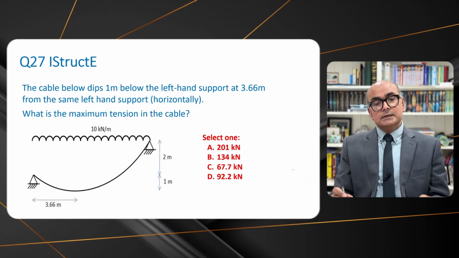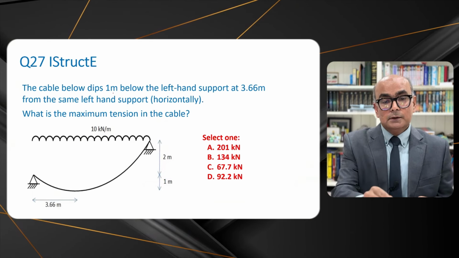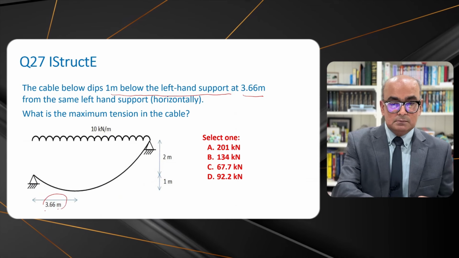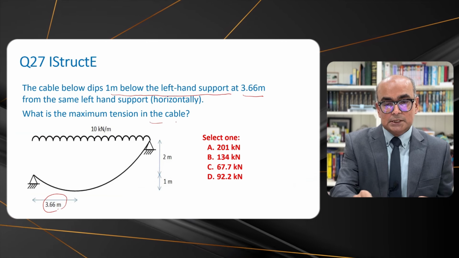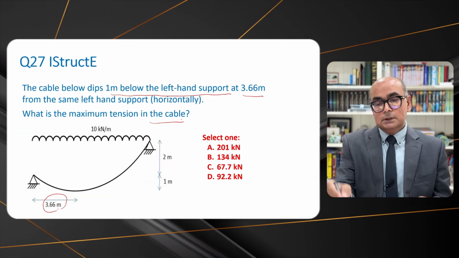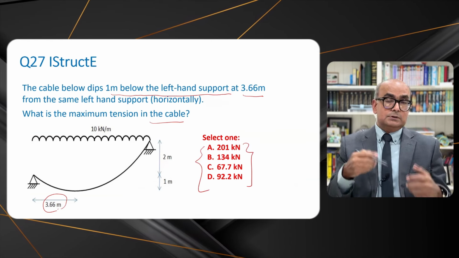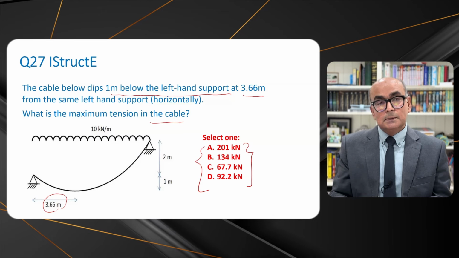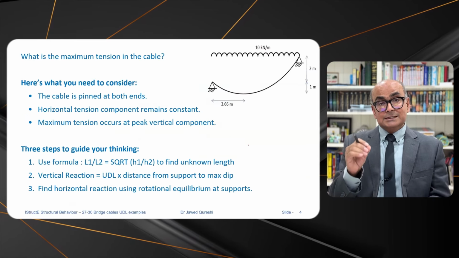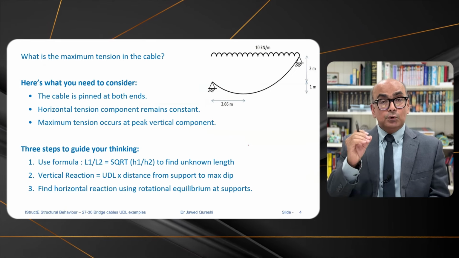First example is related to this cable structure where the cable dips 1 meter below the left support at 3.66 meter from the left hand support horizontally. What is the maximum tension in the cable? And there are 4 options to choose from. It's very difficult to say until you do some simple calculations to find out the maximum tension. I strongly suggest that you try this question first, pause this video now and follow these steps.